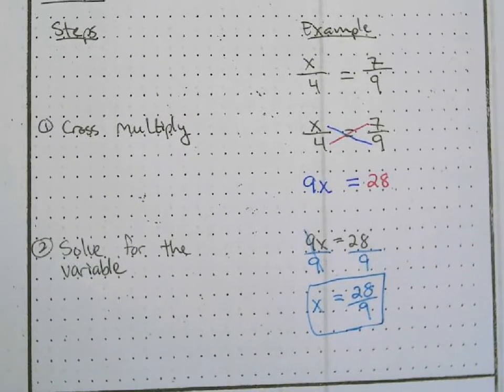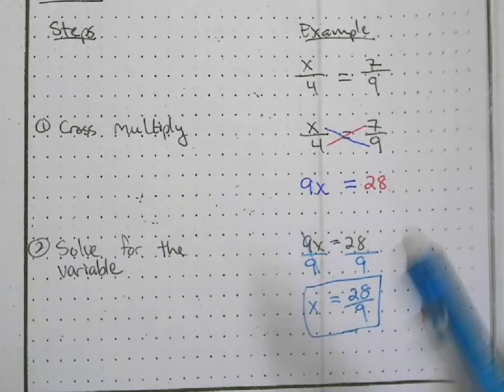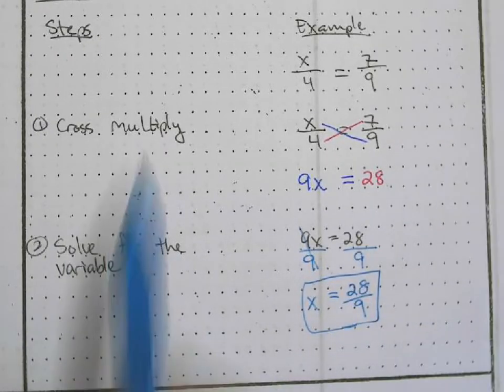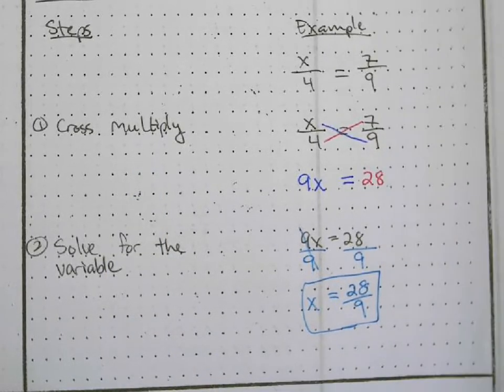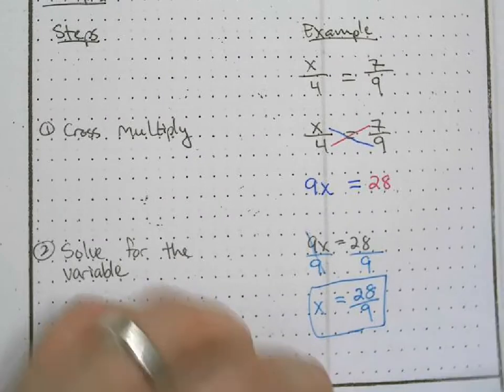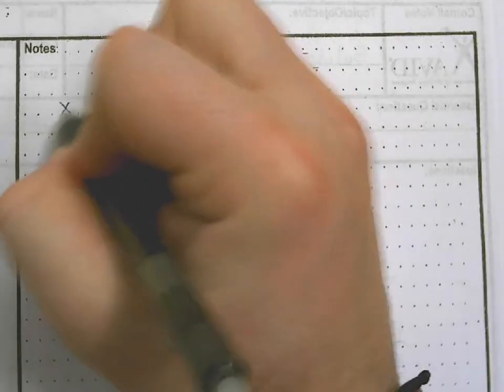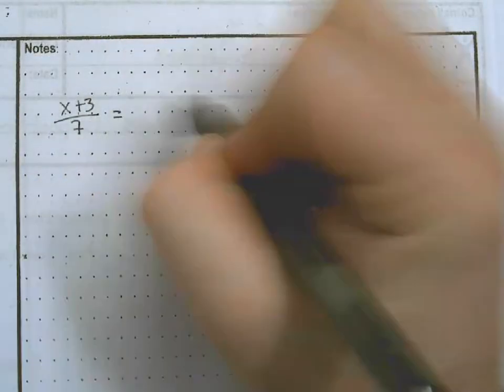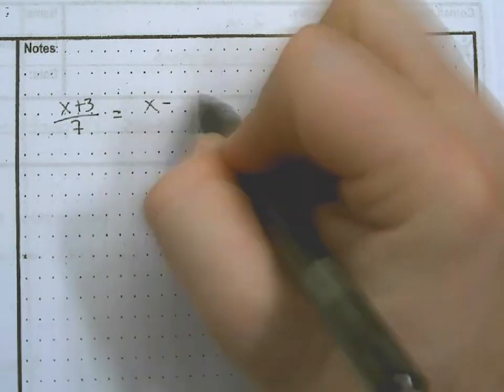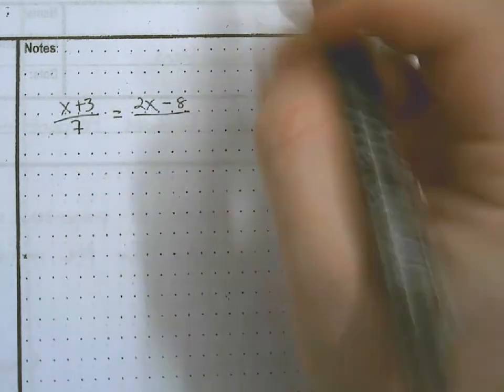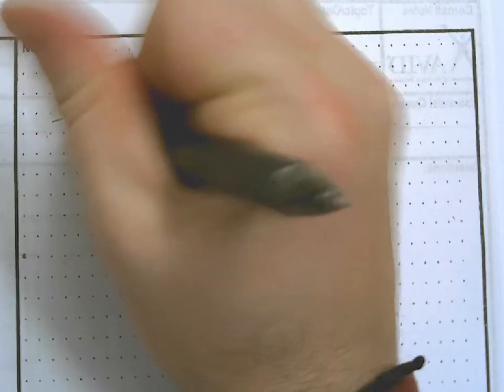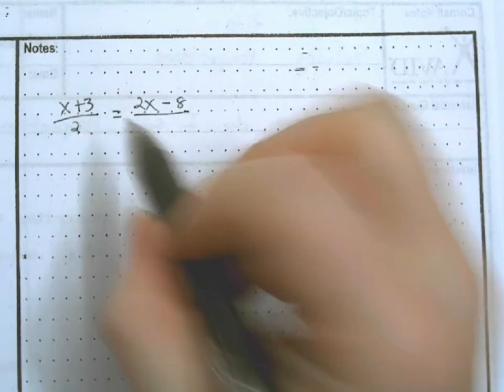Now sometimes they get a little bit more difficult, so I want to show one of those examples. But it's still the same process, cross multiply and then solve for the variable. There's a little trick to help us keep it straight. So here's my second example. So I'm going to have x plus 3 over 2 is equal to 2x minus 8 over 4.